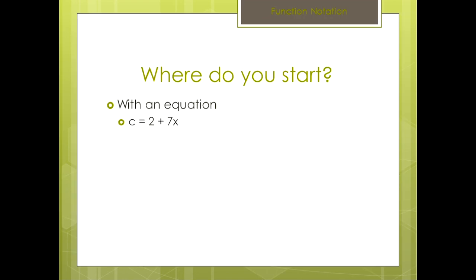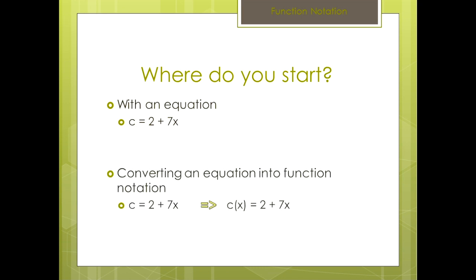Well, we normally start with an equation. A lot of you may have some familiarity with this format. It is an interpretation of the slope-intercept form, just not in the normal order you would see it, but it's still that format. So here in this video, we want to talk about function notation. But let's first talk about converting an equation into function notation.